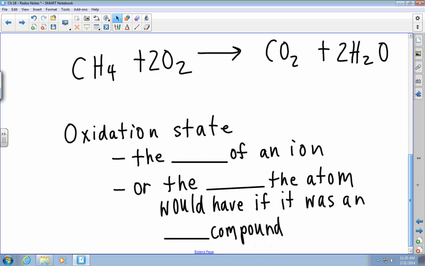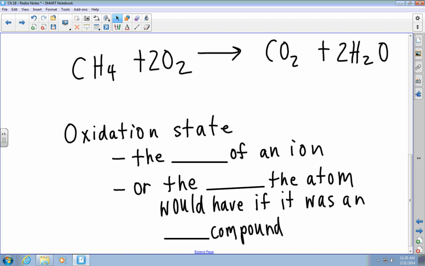Now, as we look at this one, it actually doesn't have ions in it. They're all covalent compounds, but you can assign charges. And if you assign charges, that's called an oxidation state. So on the black periodic table that you get from the bookstore, you see the charges right underneath the atomic number, and they call them oxidation states. So for an ion, the oxidation state is the charge.